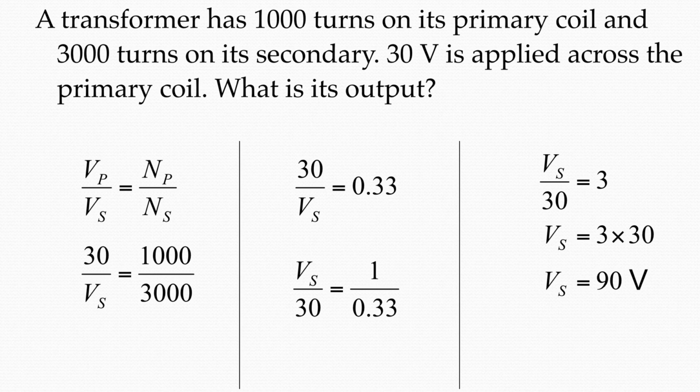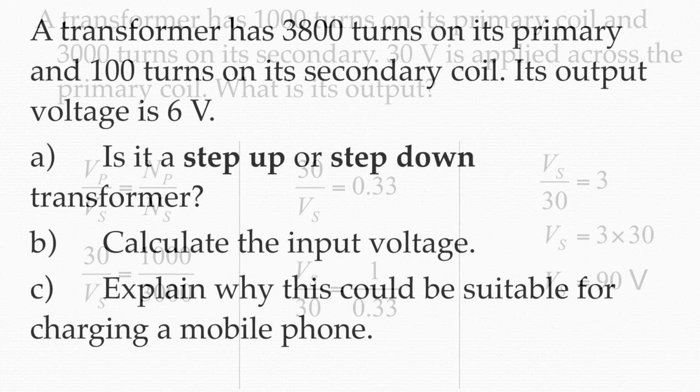Here we have a transformer with 1,000 turns on the primary coil and 3,000 turns on the secondary coil. 30 volts is applied across the primary coil. What will be the output? Well, if you substitute it into the equation, you can calculate that it would equal 90 volts. You could also solve this through ratios.